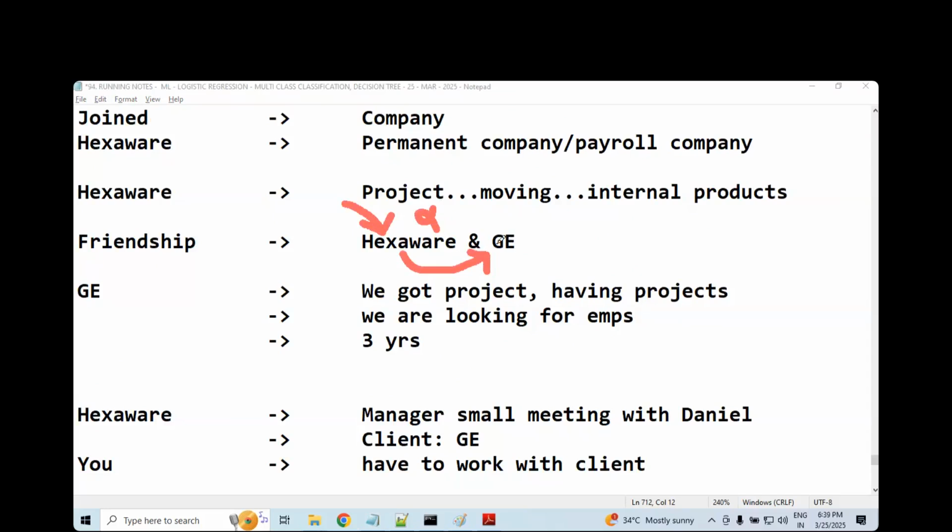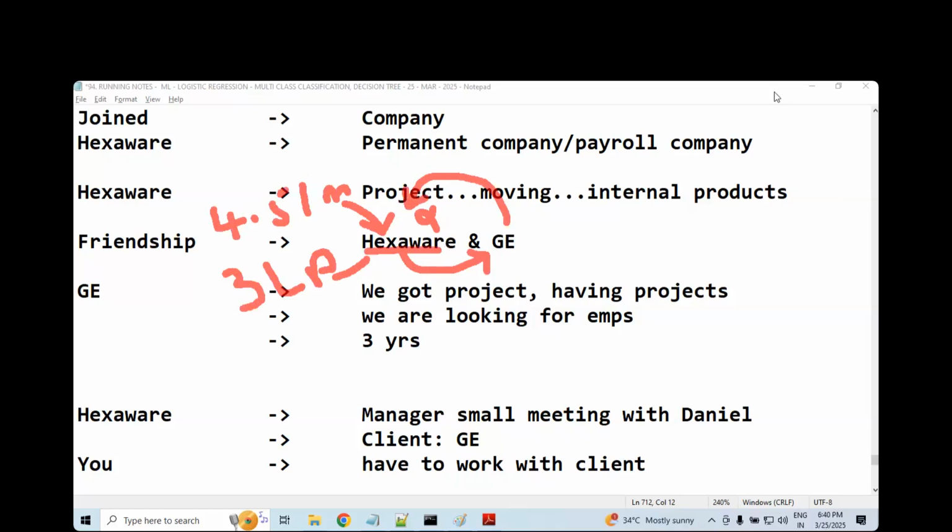Think of it like this, just as an example. Imagine Hexaware is paying 3 lakhs per month for me. Now GE company, on average, will pay minimum 4.5 lakhs per month. Then who is benefiting? Hexaware. That's why they will send the employees.